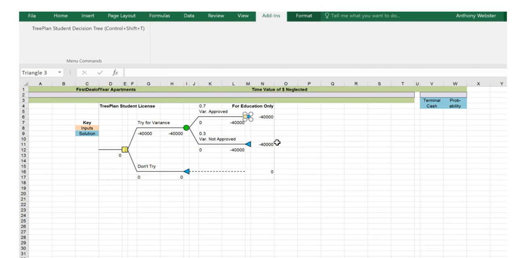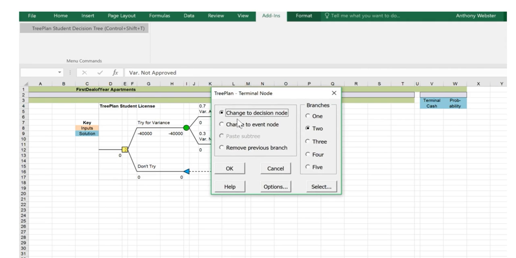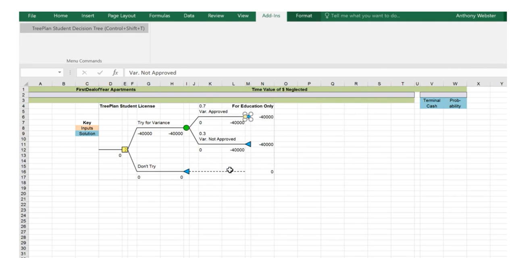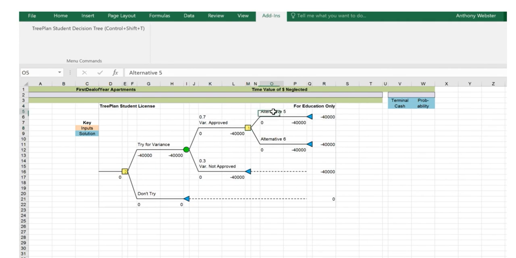And if the variance is approved, now they have another decision to make. They can sell the variance property or they can develop it. Okay, so I put myself in M6 there on that triangle, and I go back to TreePlan, and I say I want to change this to a decision node, and that's put that in for me. And I'm going to say here, sell the variance property.